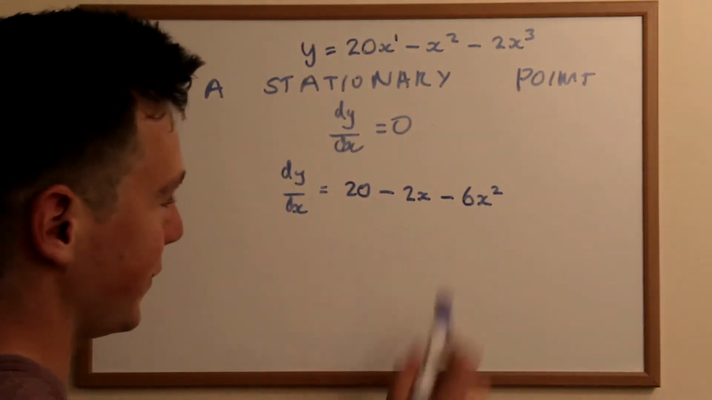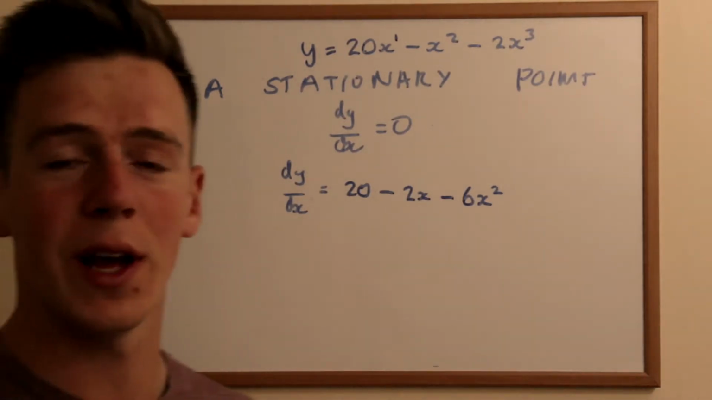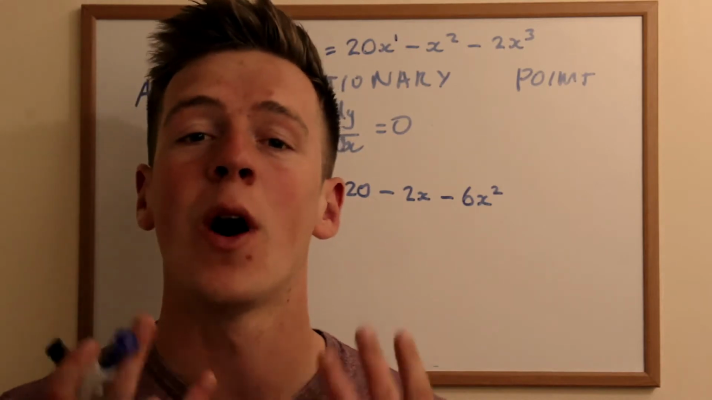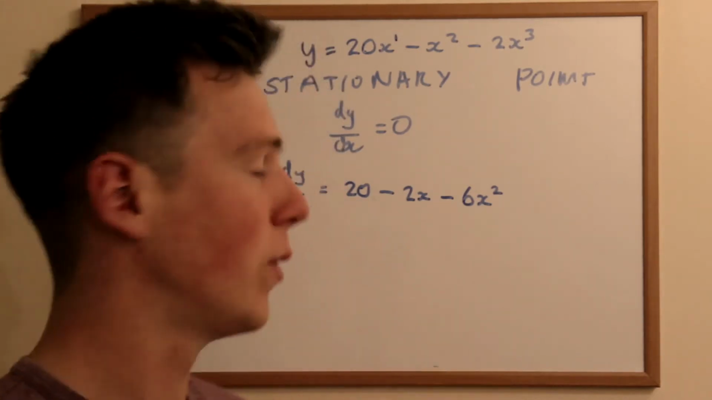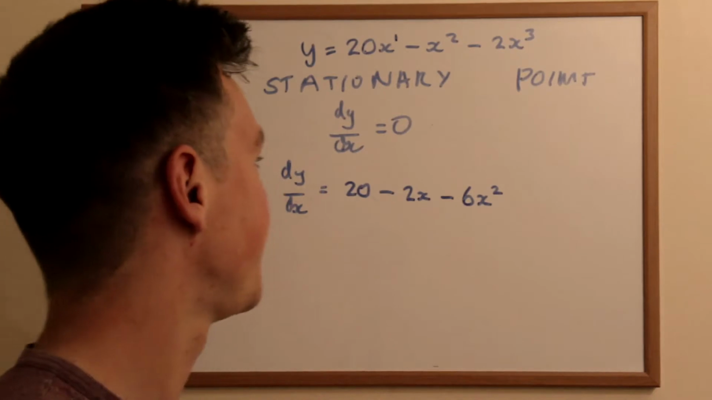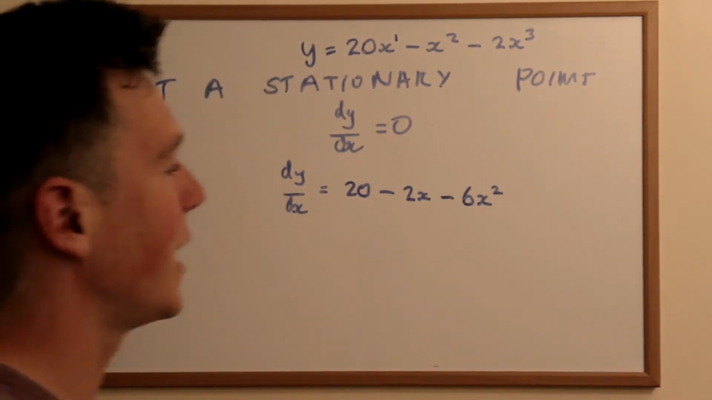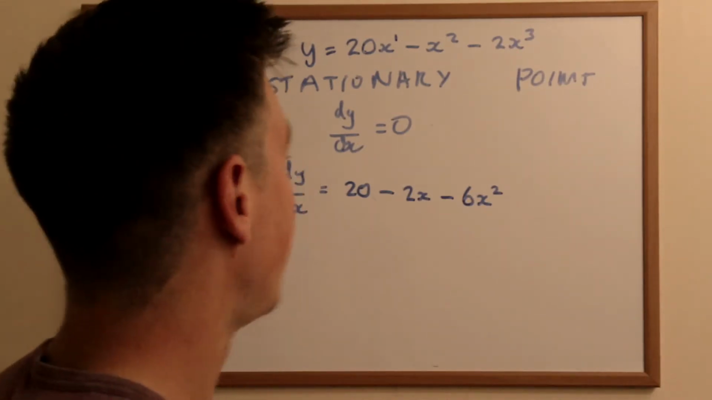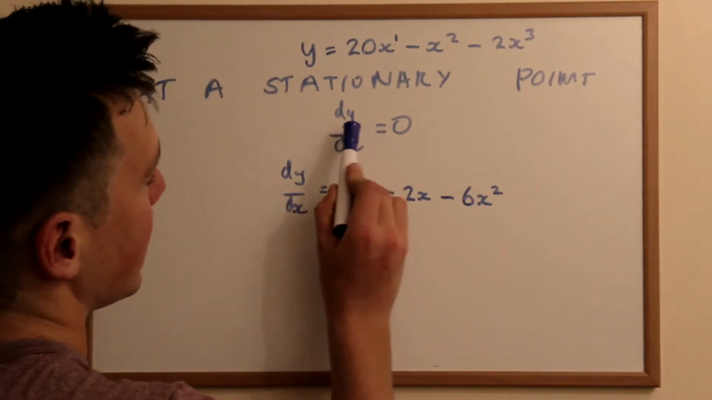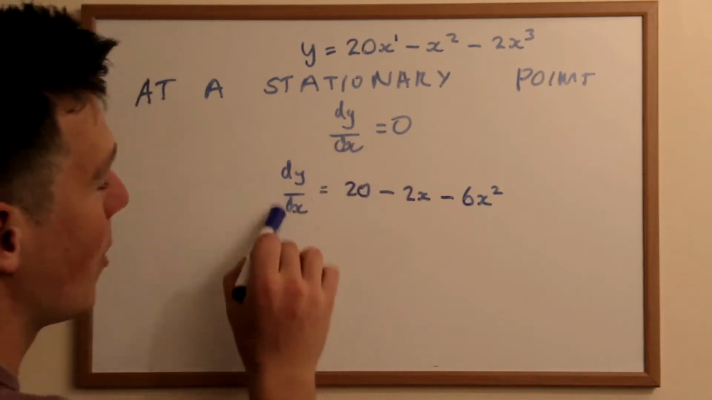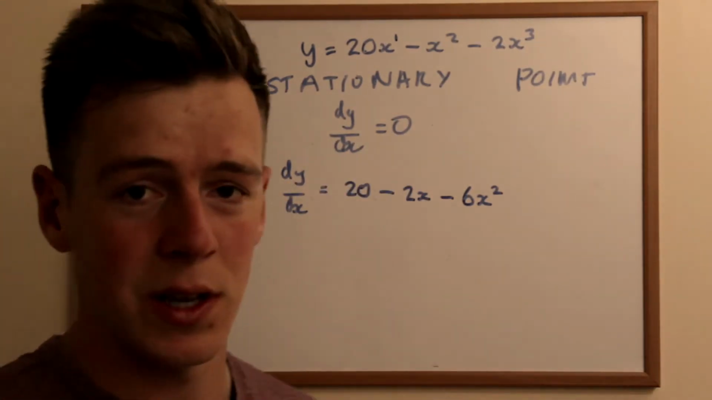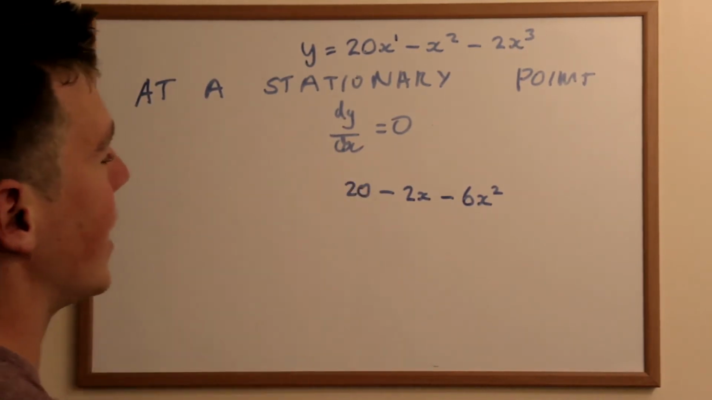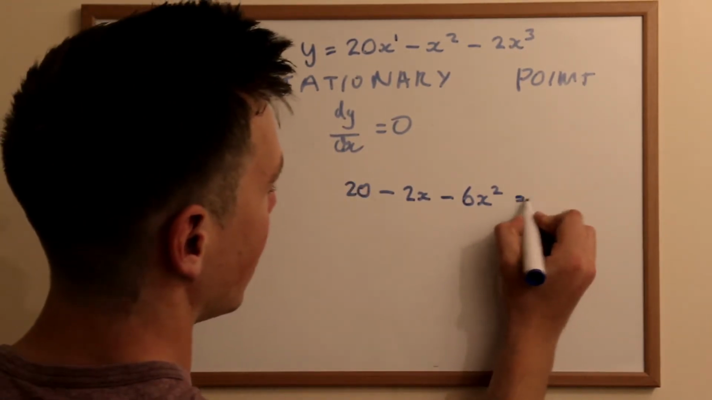Now, this here is what we call a quadratic. So we're able to solve this. We're able to find out what these x values are of these stationary points. Because what we can say is we know at a stationary point that dy by dx equals 0. So this dy by dx equals 0, but dy by dx also equals this. So what we can say is that this here equals 0.